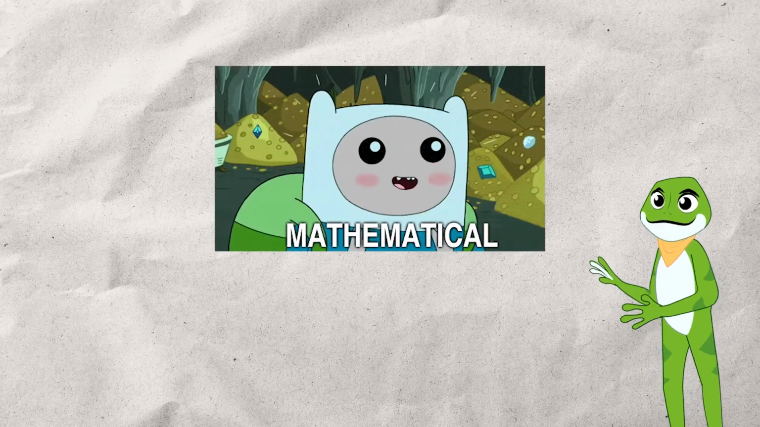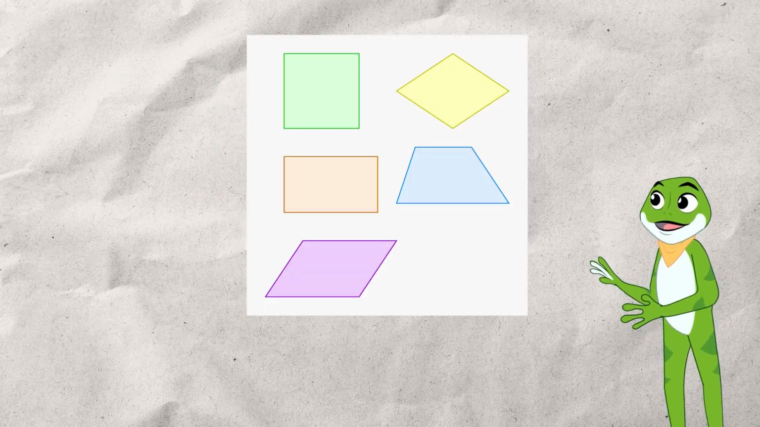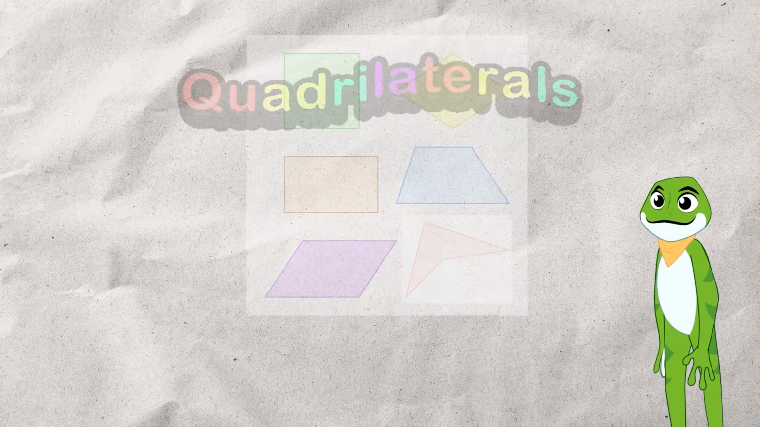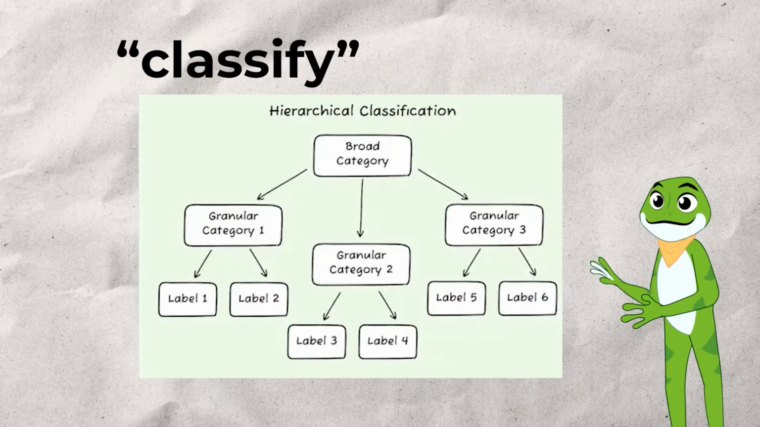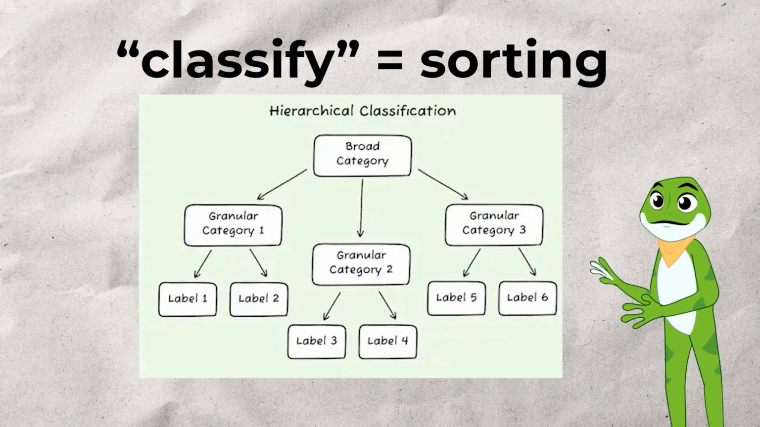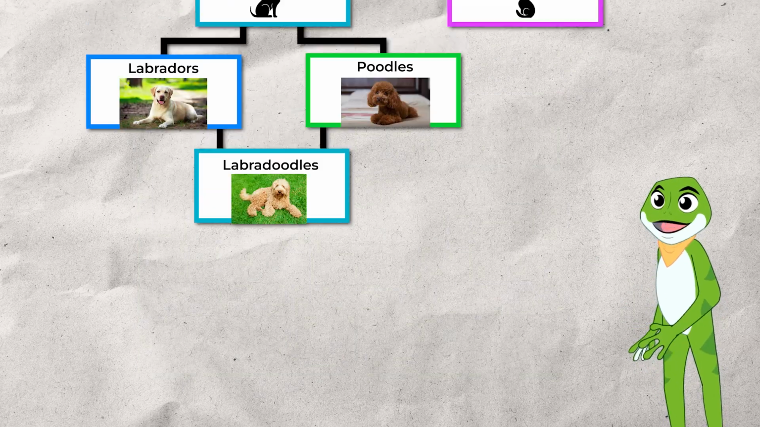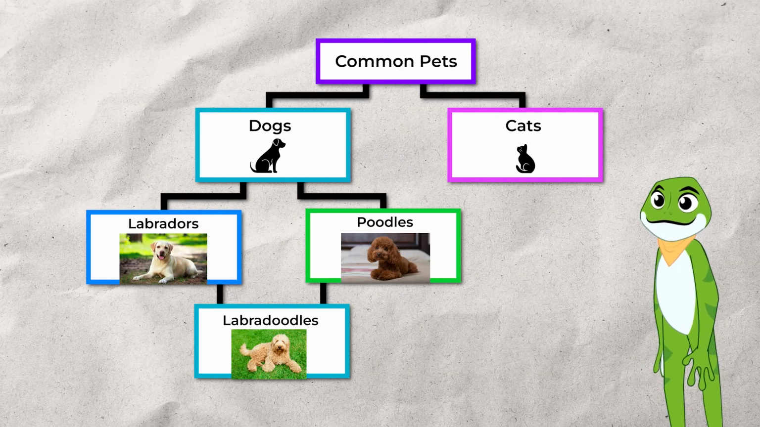In today's lesson, we will learn how to classify some 2D shapes, specifically quadrilaterals. When we classify things, it means we are sorting them into groups based on what they have in common. Let's look at this diagram as an example.